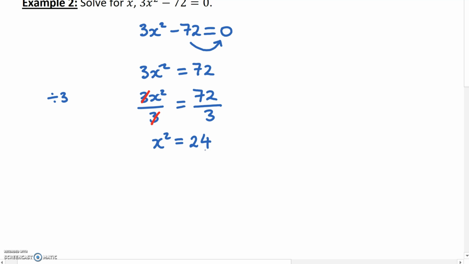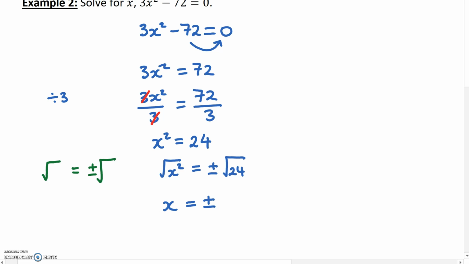And then the square root property. Remember the square root property that we introduced in the last video? We're going to take the square roots of both sides, and we're going to have plus or minus the square root on the right hand side. So we're going to take the square root of x squared, and that's equal to plus or minus the square root of 24. The square root and the square on the x just cancel out, so x is equal to plus or minus.